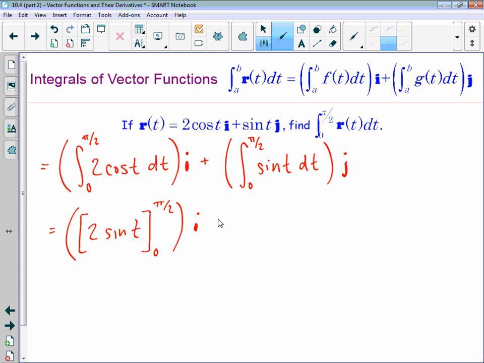Any questions? Is it going pretty well? Is that looking right so far? And then just plug in the top, subtract, plug in the bottom.